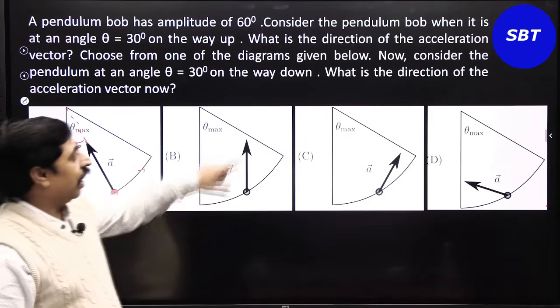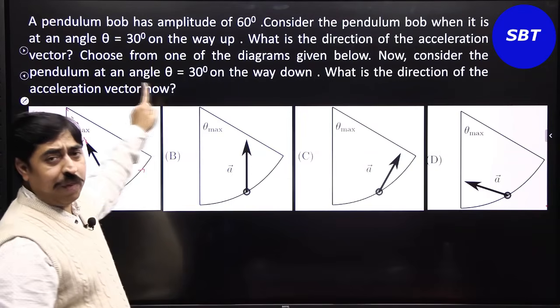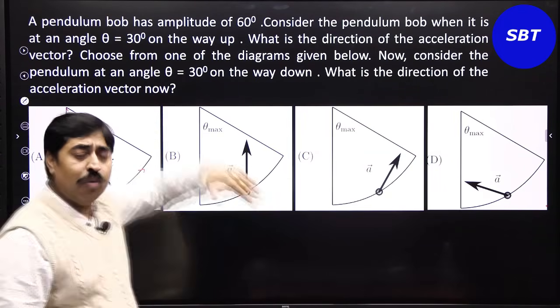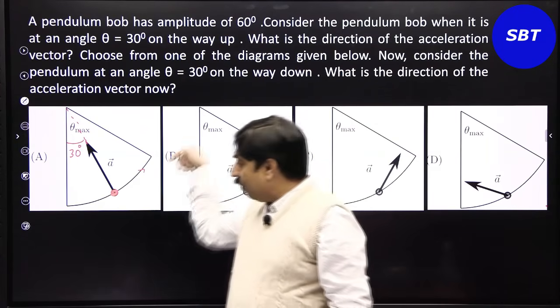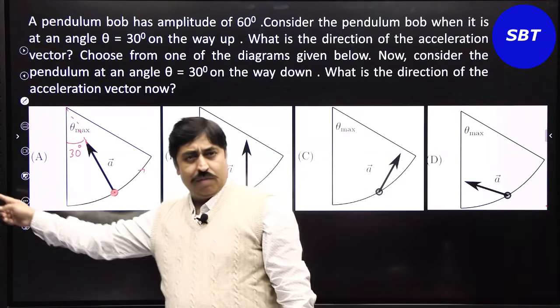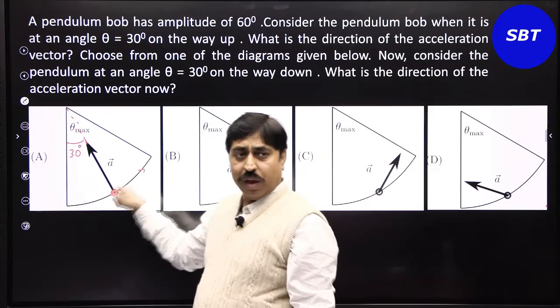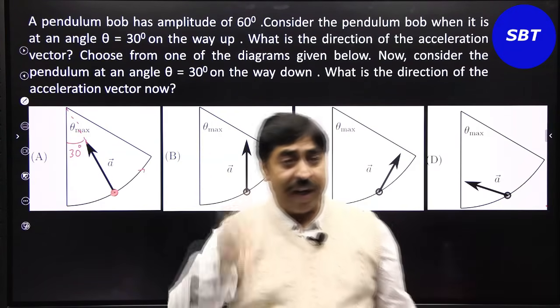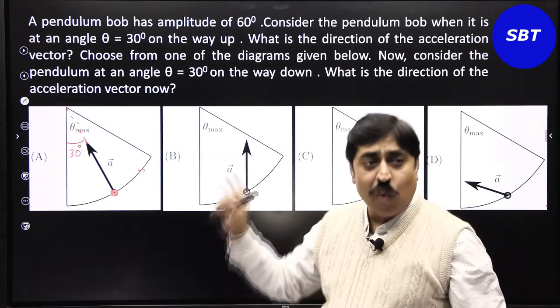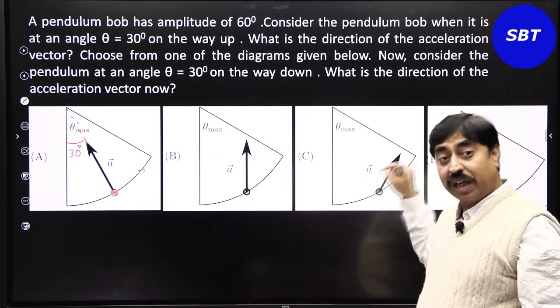And then the question says, now consider the pendulum at an angle of 30 degrees on the way down. Now again consider the same pendulum, but this time it is coming down. It is oscillating, so here it can be going up, and a little later it can be going down. So when the pendulum is on its way down, in that case, what is the correct direction of its acceleration?